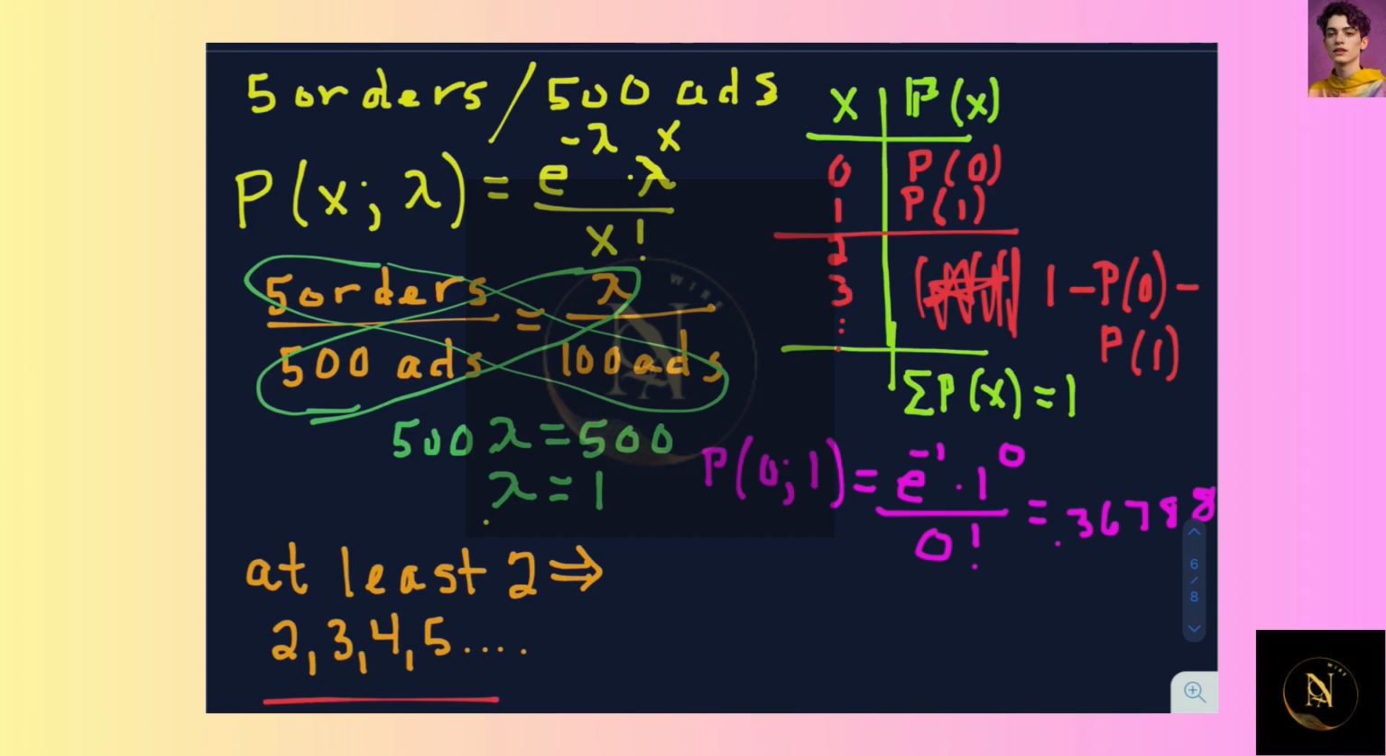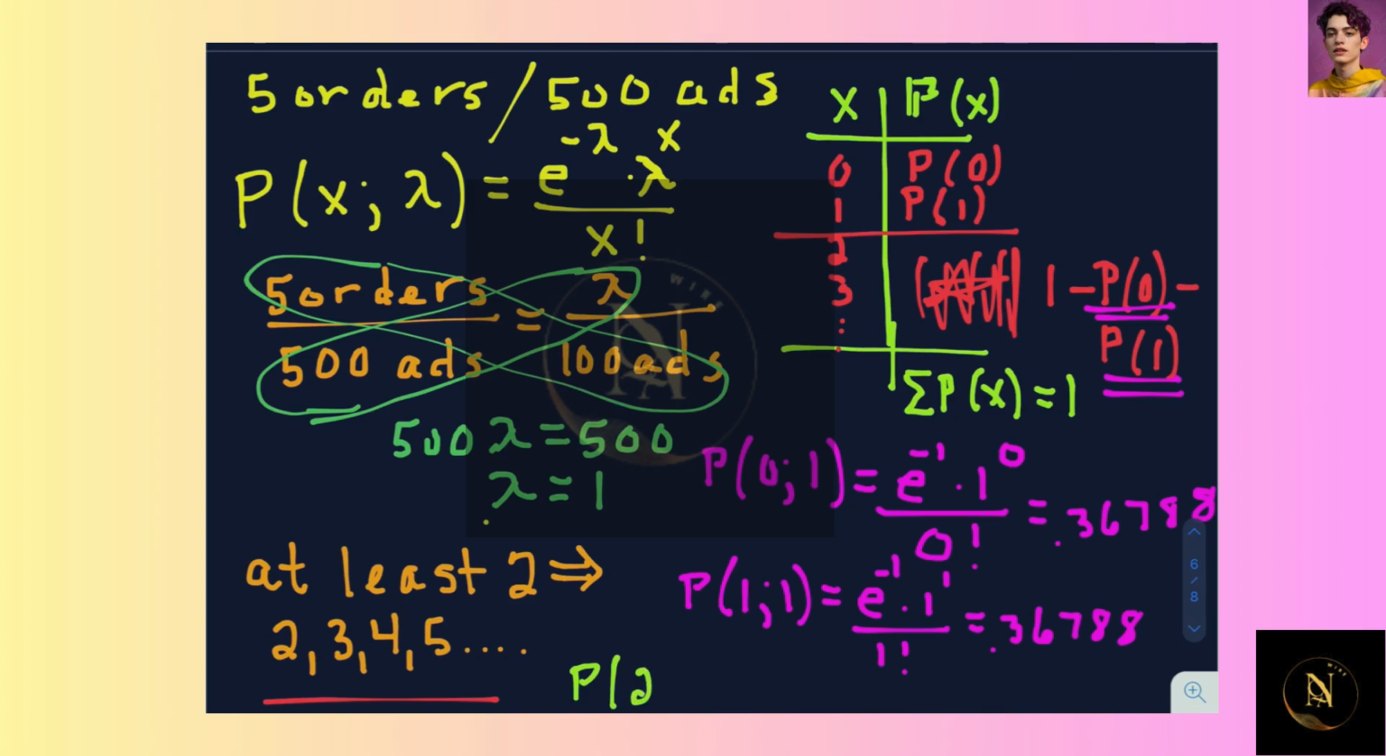And then we have to calculate the probability of 1. So we're going to have e to the negative 1 power times 1 to the first power over 1 factorial, which lo and behold gives us the same value, 0.36788.